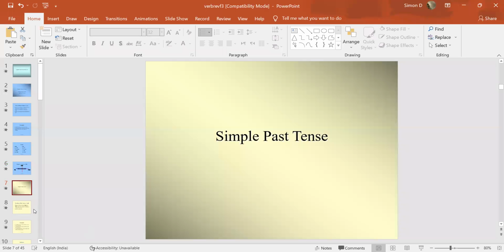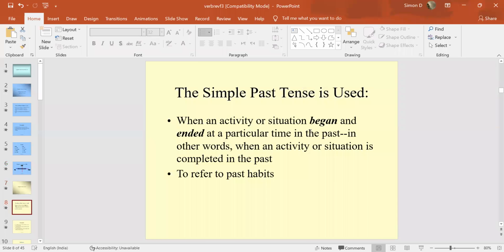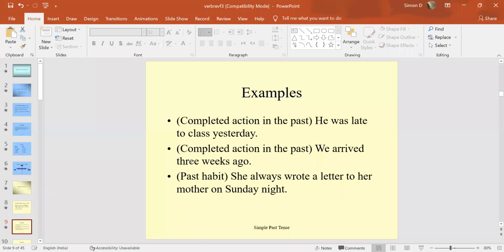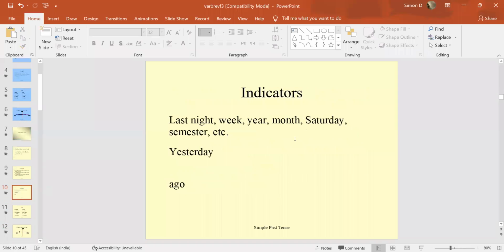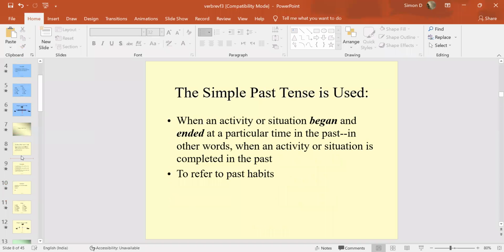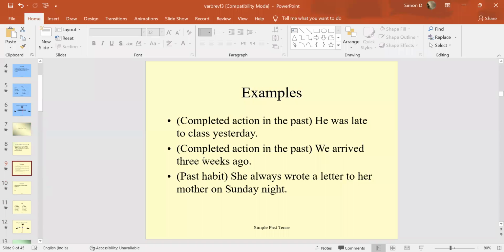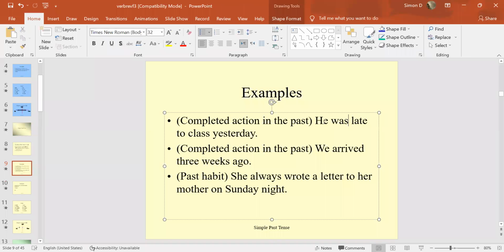So let us go to simple past now. Things that have already happened. An activity or situation began and ended at a particular time in the past. It refers to past habits also. For example, he was late to class yesterday. He was late. Was is used here, a completed action in the past.